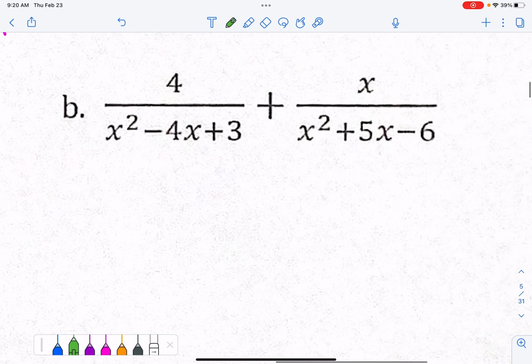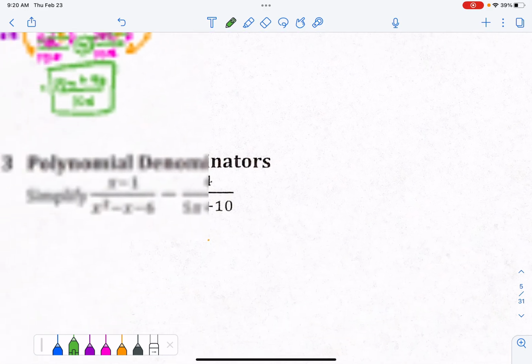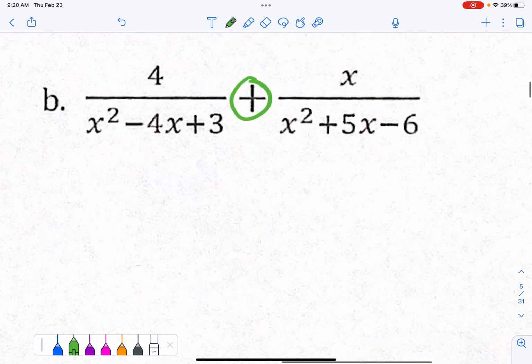And part B is one where they are trapped. So these are all going to be simple trinomials. And we're adding again. We're going to do another example down here where we're subtracting, but this one is adding again.